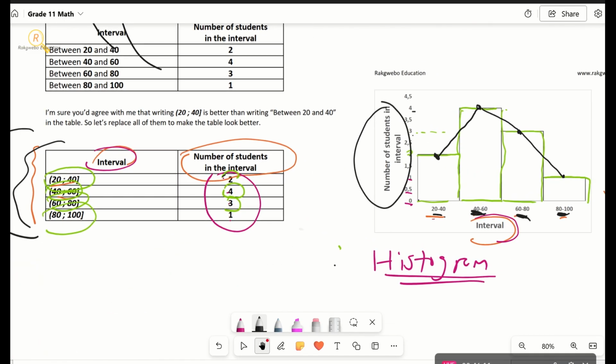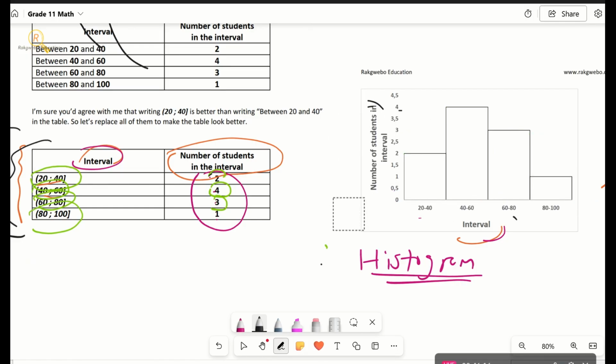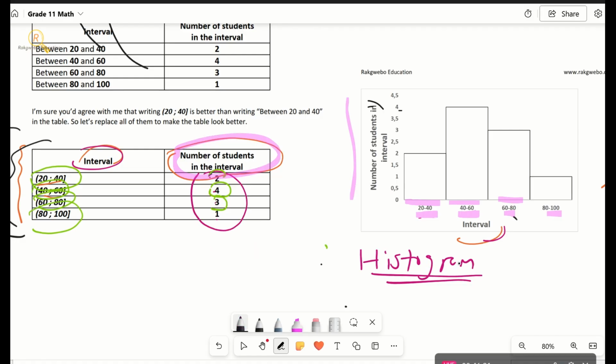Here's our bar graph. On the x-axis, we put the intervals, as you can see, 20 to 40, 40 to 60, 60 to 80, and so on. And then on the y-axis, we put the number of learners in the interval. For the first interval, between 20 and 40, we've got 2. Between 40 and 60, we've got 4, and so on.